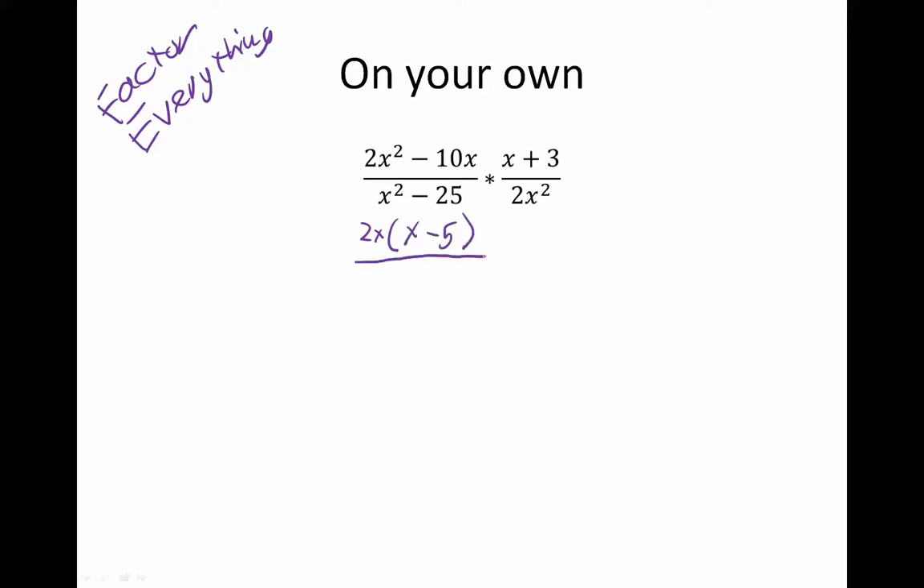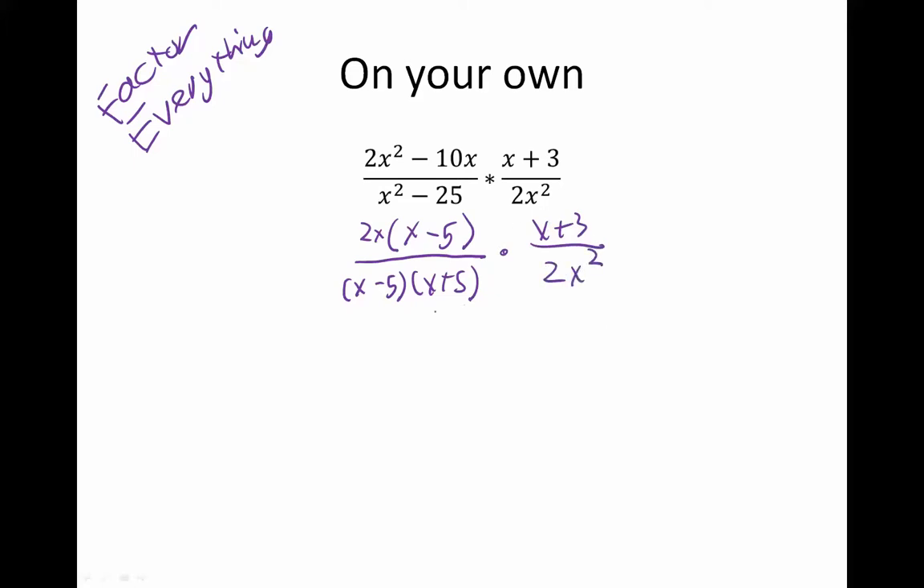And then in the denominator here, this is a perfect square. So it multiplies to be negative 25, adds to be 0. That's x minus 5 and x plus 5 times. Well, x plus 3 isn't going to factor at all. And 2x squared isn't going to factor at all.